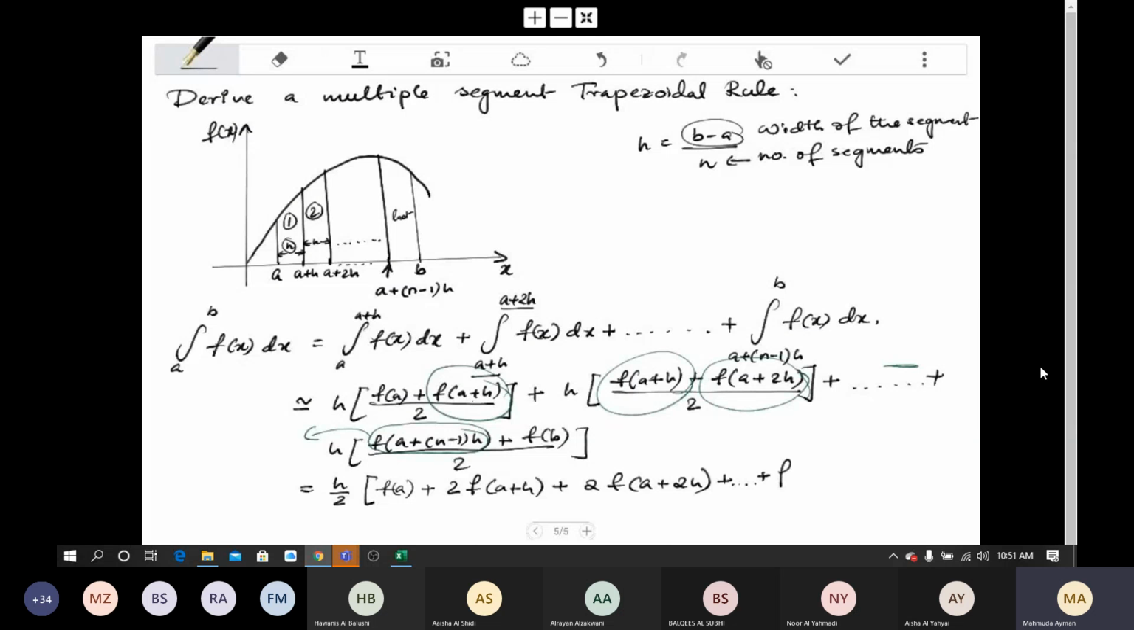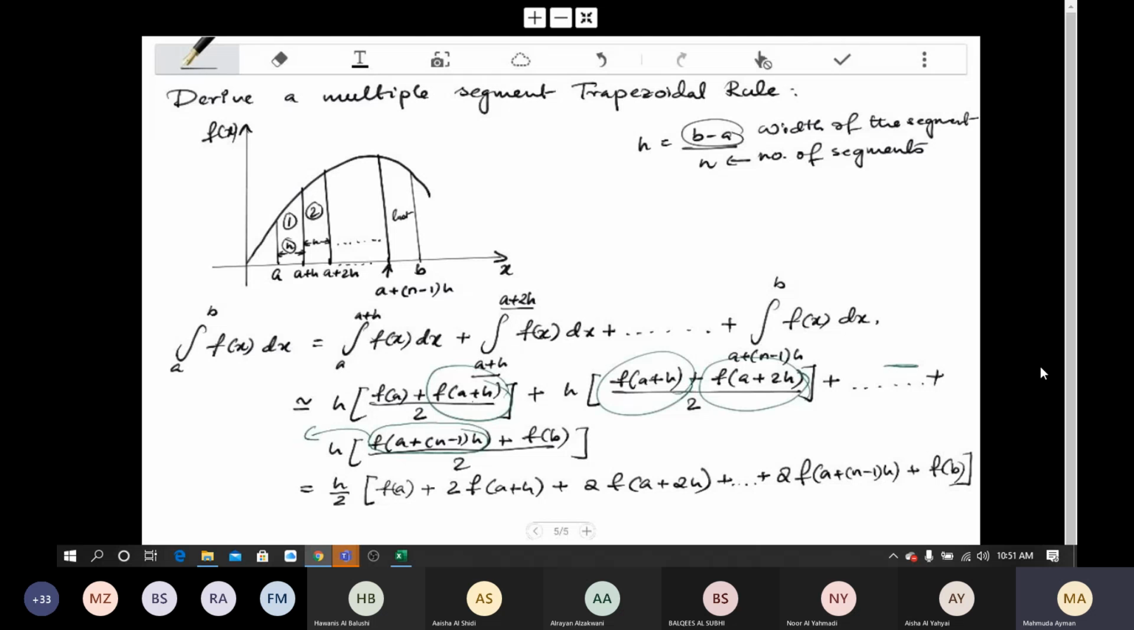Plus 2 times f of a plus n minus 1 times h, plus the last one is not repeated twice, so we have f of b. Okay, I hope until now everything is clear.